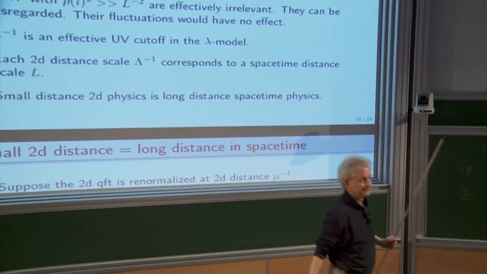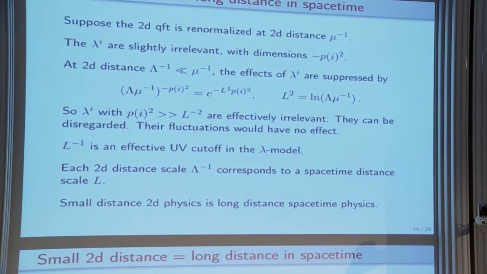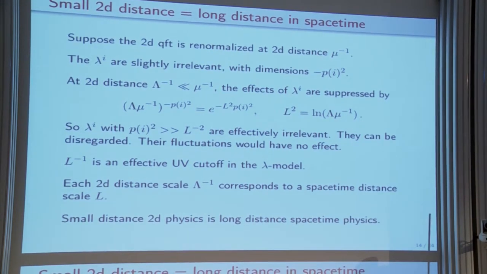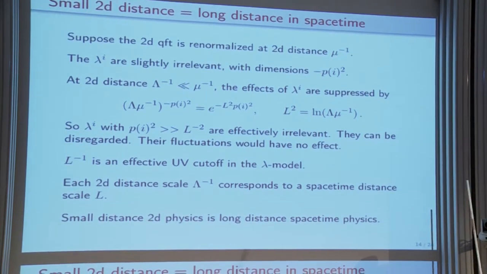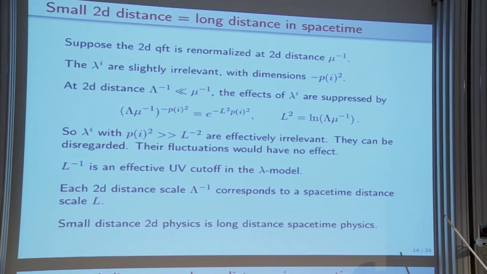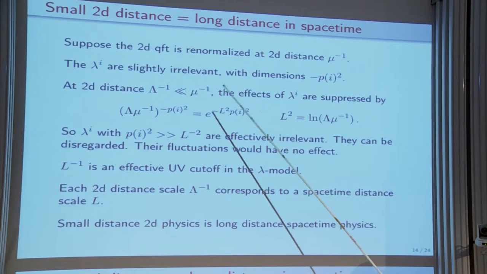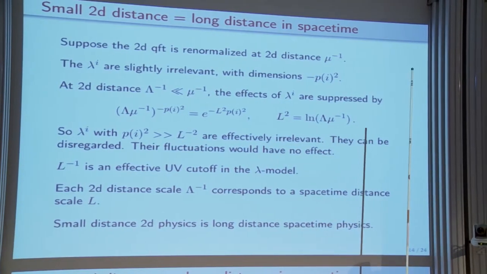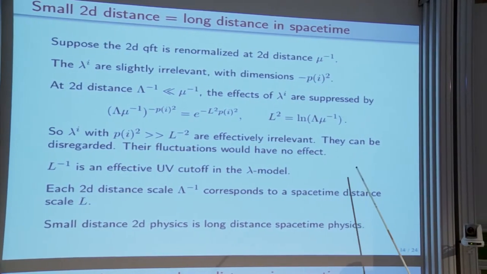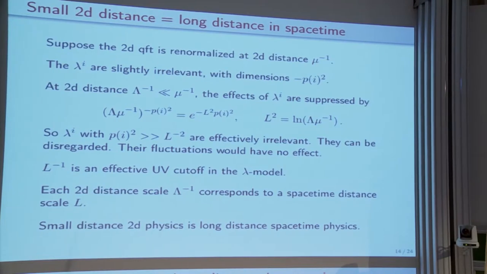All right, now what's the role of this cutoff in the effective two-dimensional surface? Doing string theory, one always just uses coordinate z and takes absolute value of z minus z1 minus z2, such quantities. I want to think in more physical two-dimensional terms. So I imagine that our two-dimensional quantum field theory, which has couplings lambda I, is renormalized at some two-dimensional distance, mu inverse.